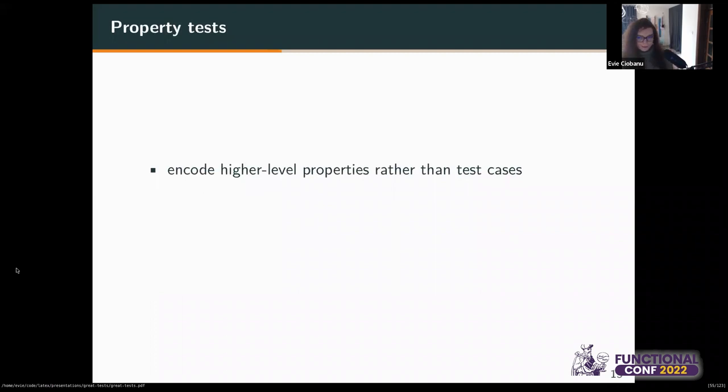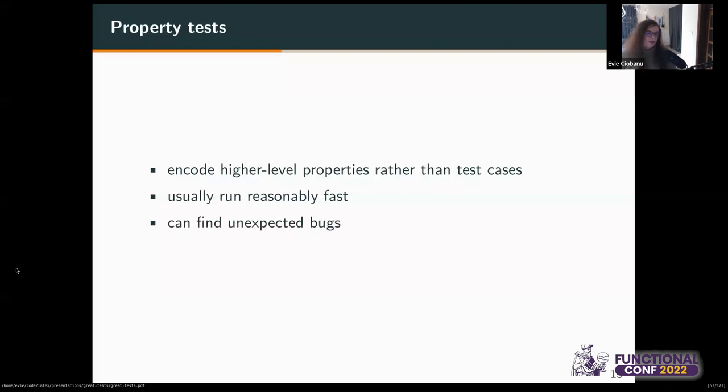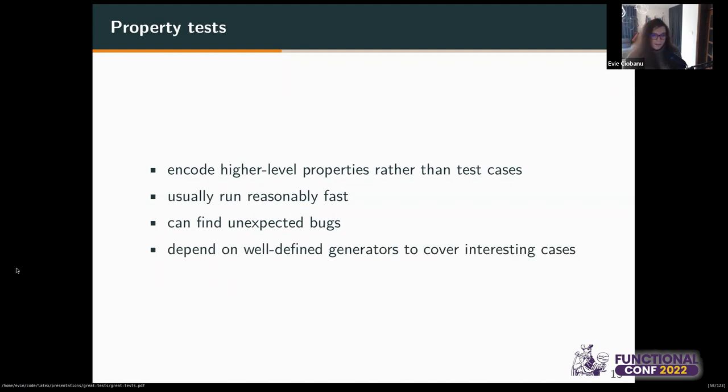So property tests. You can encode high-level properties rather than test cases, which is usually a stronger guarantee about your program. But the downside is you have to find out what those are, and it's not always trivial to do so. They usually run reasonably fast. You can find unexpected bugs here, because if a generator is well written, it can generate examples that you might not think about or might have a hard time coming up with. Again, it depends a lot on how well you define the generators.